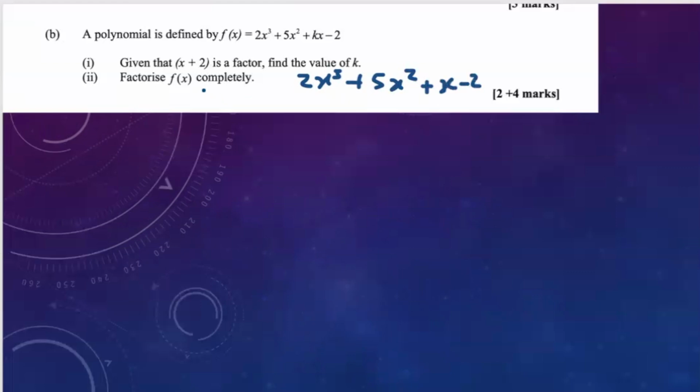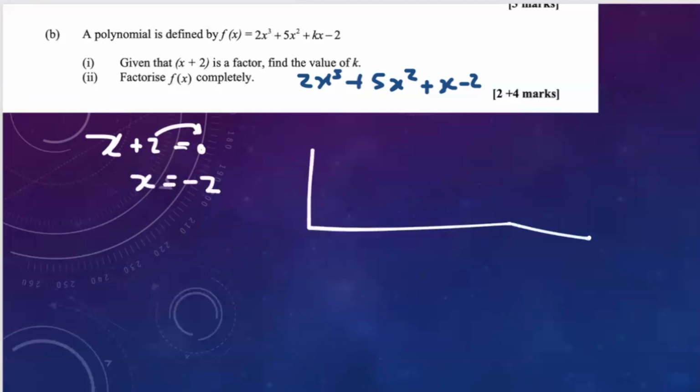Now to factorize completely, we are going to just divide with x plus 2 because we already have the first factor, so no need to find a new factor. So where I have x plus 2, don't forget to change the sign. So we carry over the plus 2, so x equal negative 2.